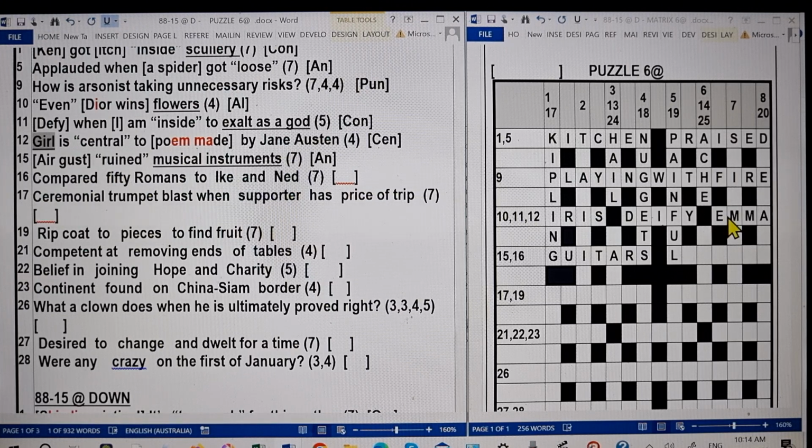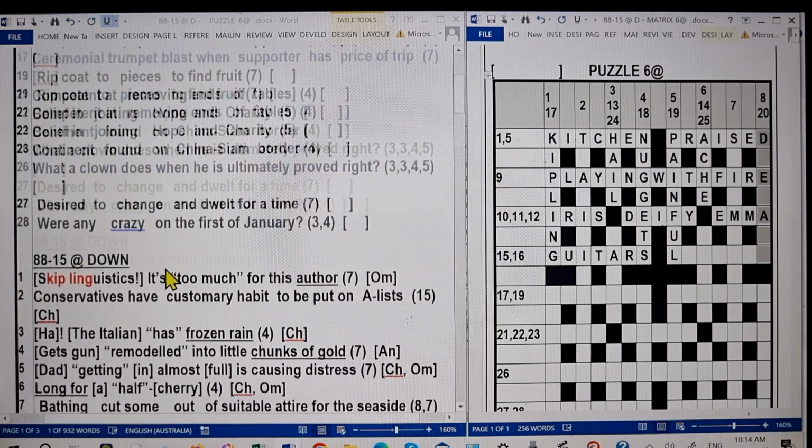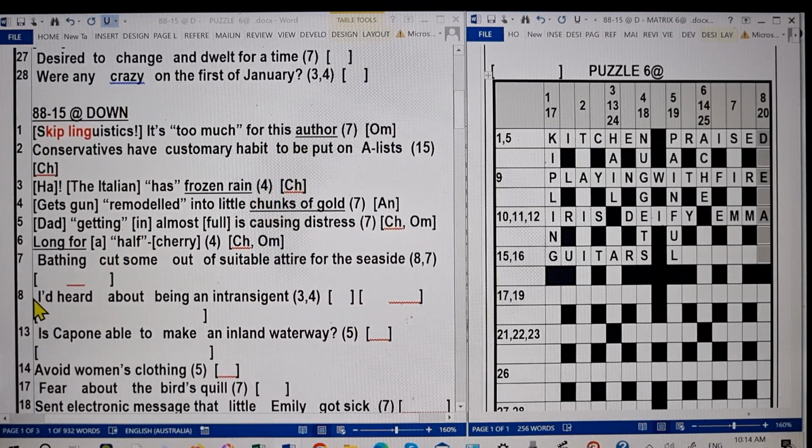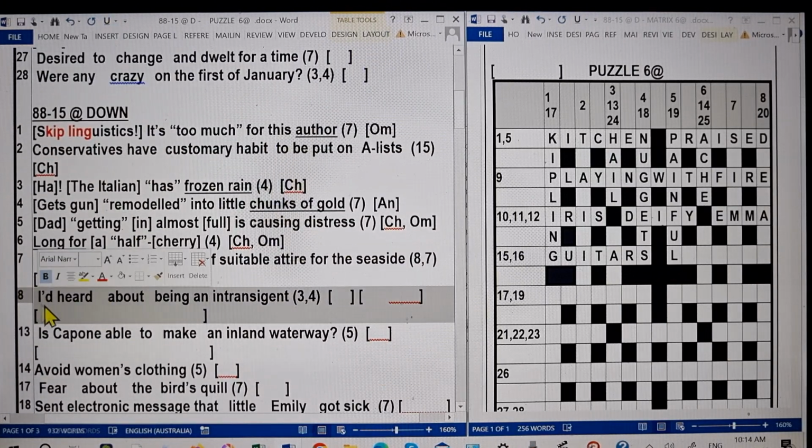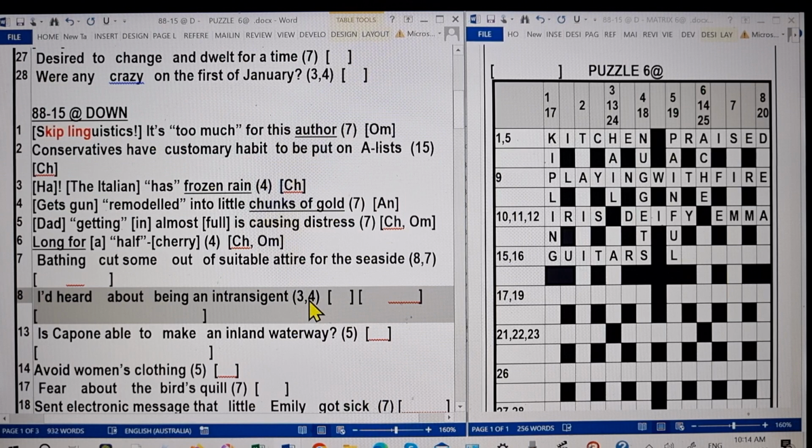So next one, we're going to do, well, we may as well do this one. 8 down. You have a D, an E, and an A there. All right, 8 down. We have, I'd heard about being an intransigent. 3, 4. Over to you. Pause, solve, and resume.